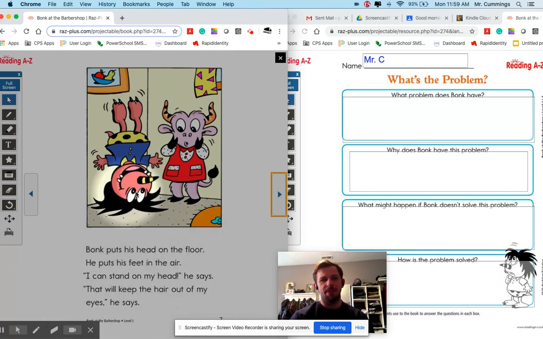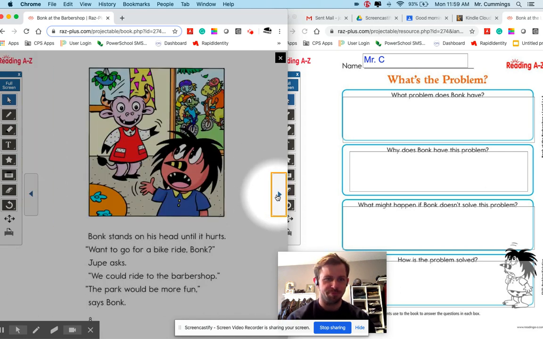Well, maybe this hair is out of his eyes, but he can't walk. He can't do anything. He'll be stuck upside down his whole life. So let's see what else he's going to do.